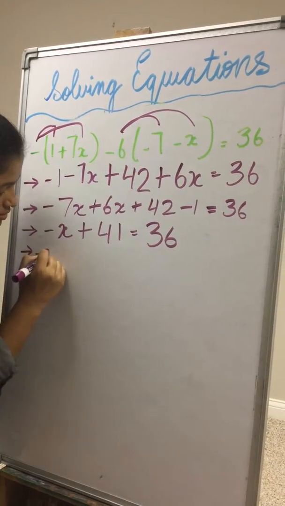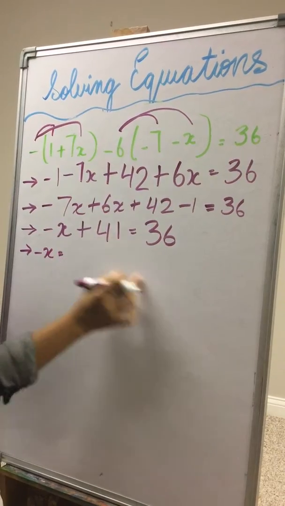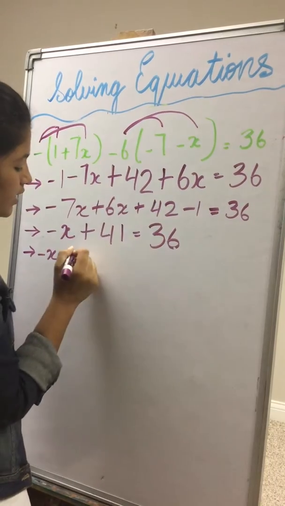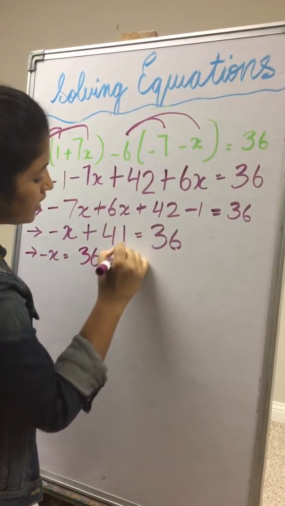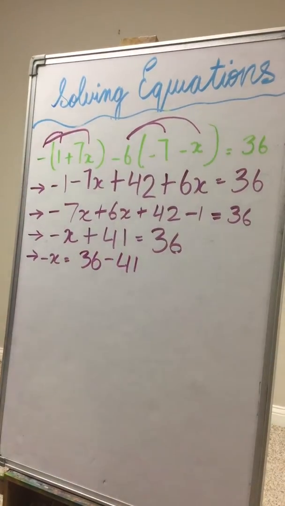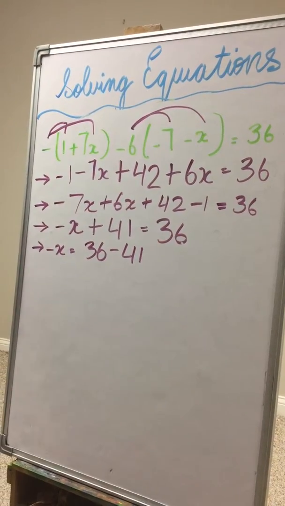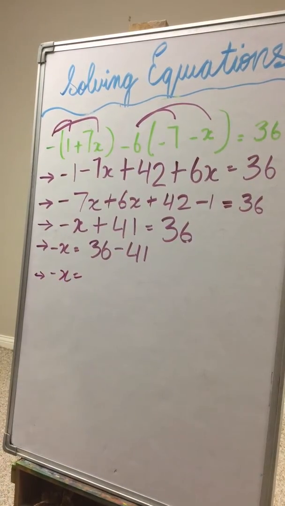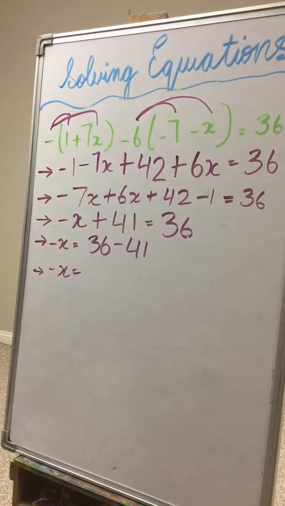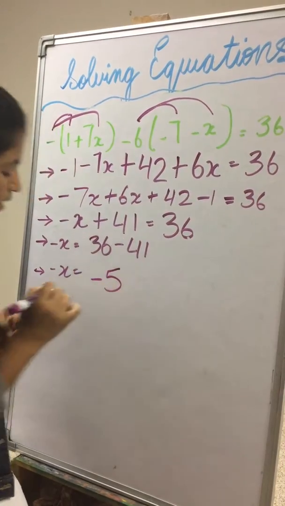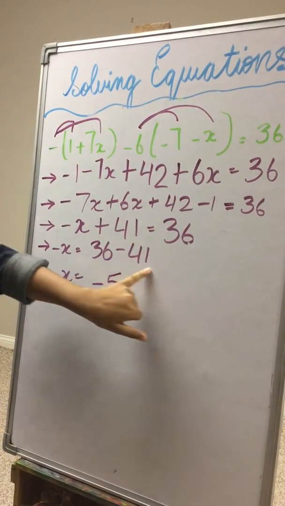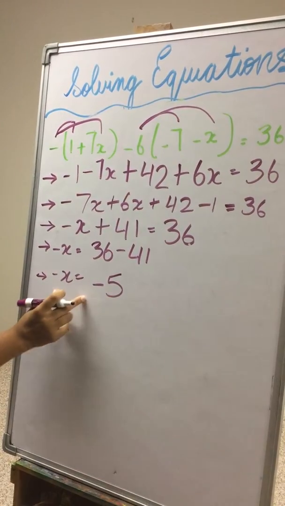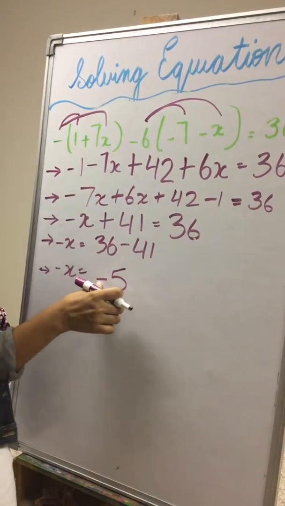So I want to take this 41 to the other side. So it's adding 41. So if I want to take it to the other side, it has to minus 41. So 36 minus 41 is going to equal, let's see, 36, 37, 38, 39, 40, 41, 5. It's going to equal negative 5 because the larger number, which is 41, has a negative sign on it. So it's going to equal negative 5. So what we have over here is negative x equals negative 5.